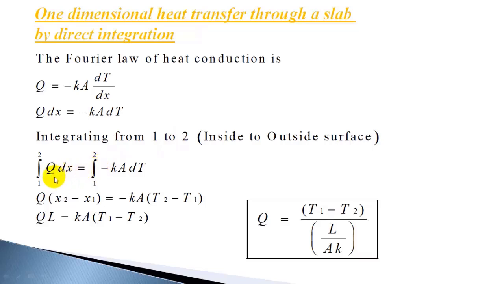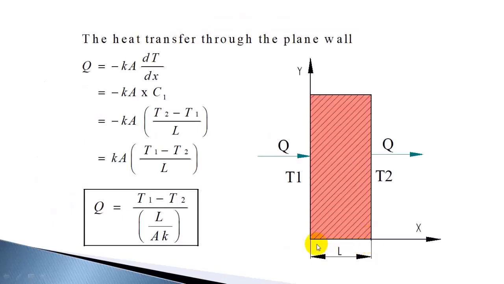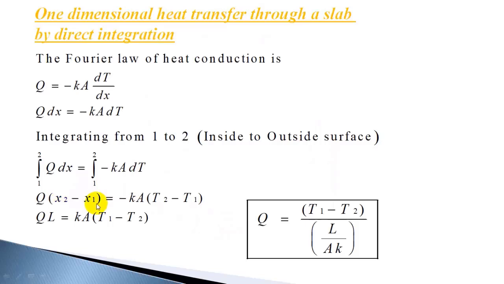Steady state means temperature is not changing with respect to time, and the heat transfer also is going to be a constant value. So Q is constant, you can take Q outside, integral dx will give x2 minus x1. This is x2, this is x1. x1 is 0, x2 is L. So x2 minus x1 is L. So you get QL, minus K into, K is constant, A is constant. So I have taken minus K outside.